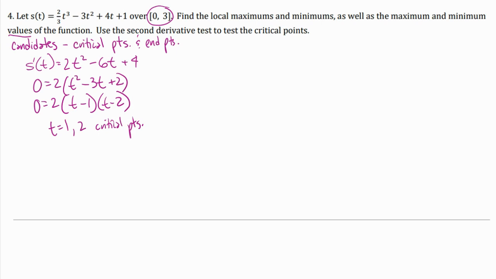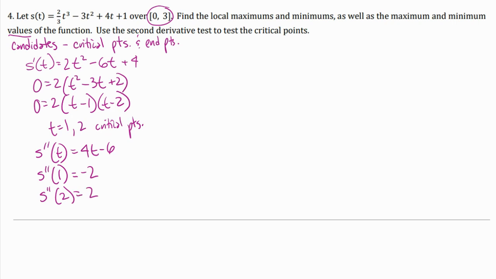But we don't know if they're maximums or minimums. So let's use the second derivative test to figure out whether they are maxes or mins. So the second derivative is 4t minus 6. So the second derivative at t equals 1 is 4 minus 6, a negative number. And s double prime of 2 is equal to 8 minus 6, which is positive 2.